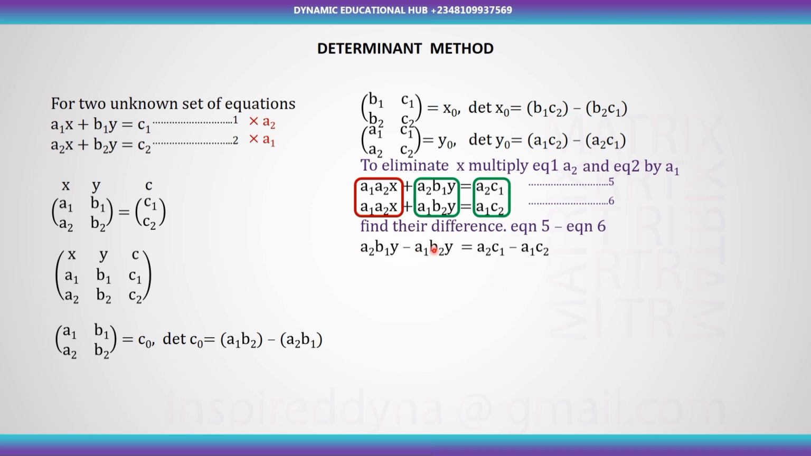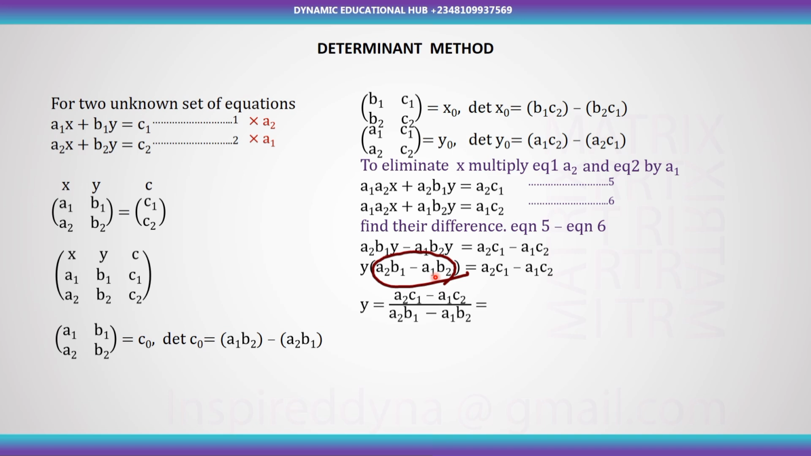And we can factorize this. Factorizing that, what are we going to have? Bring out your y, divide this one by y. You have a2 b1 minus a1 b2 is equals to a2 c1 minus a1 c2. And divide both sides by a2 b1 minus a1 b2. Dividing both sides by that, which means that we want to make y the subject of the formula. Doing that, we have a2c1 minus a1c2 over a2b1 minus a1b2. Let's quickly do a check.